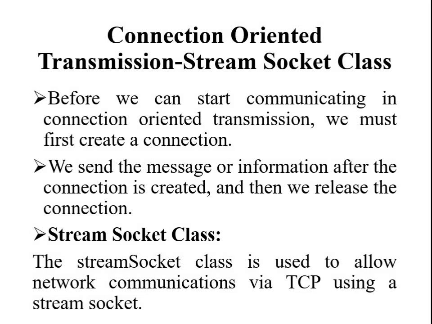Before we can start communicating in a connection oriented transmission, we must first create a connection. We send the message or information after the connection is created, and then we release the connection. Connection oriented transmission is more reliable than transmission that is not. If there is a problem at the receiver's end, we can resend the message using the connection oriented transmission. TCP, that is Transmission Control Protocol, is an example of a connection oriented protocol.